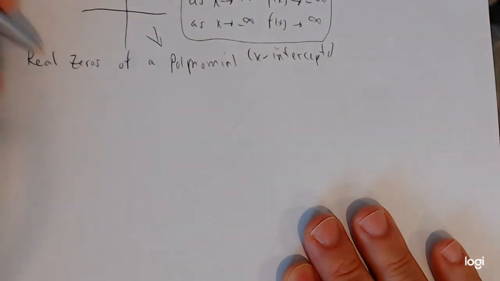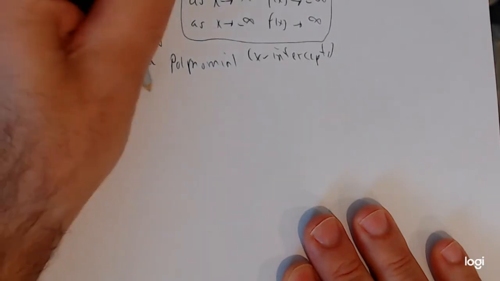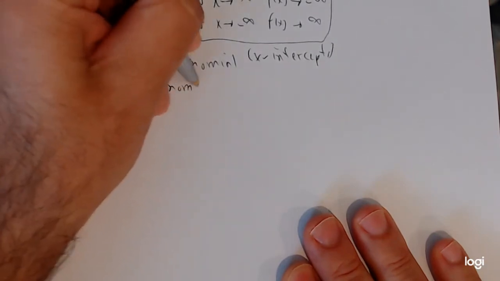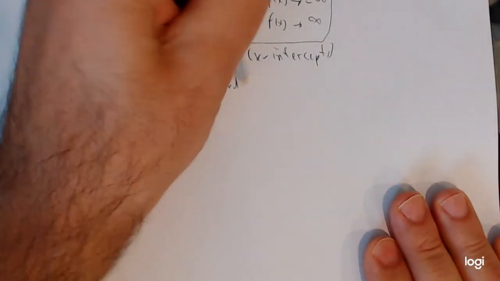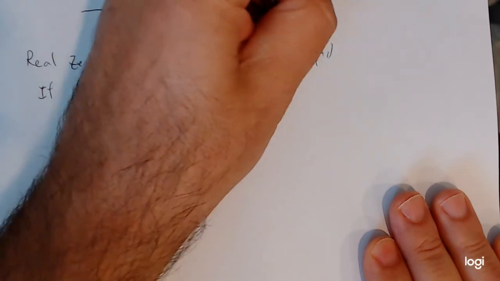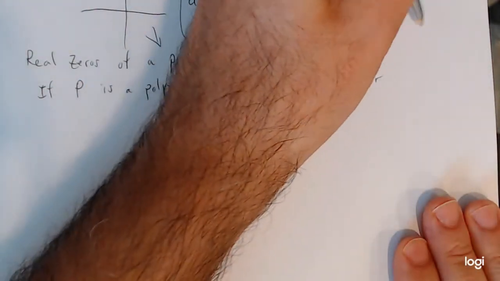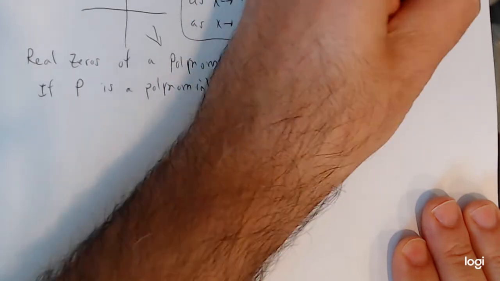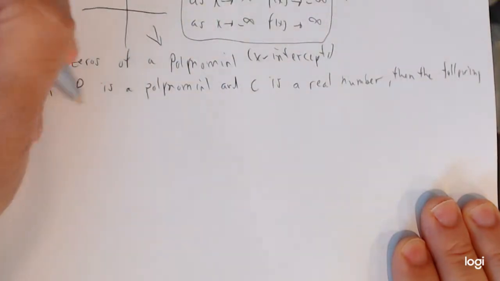I'm going to show you four different ways of looking at this. So if P is a polynomial, so I'm basically telling you that capital P is a polynomial function, and C is a real number. So C is some constant, it's a real number. Then the following are equivalent.